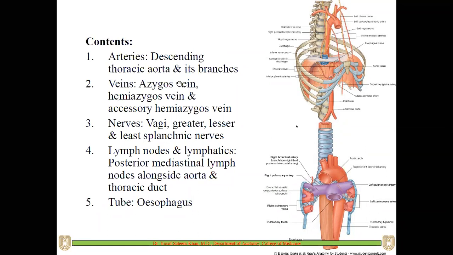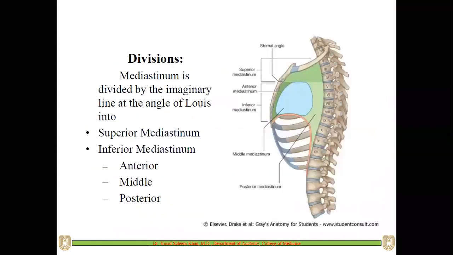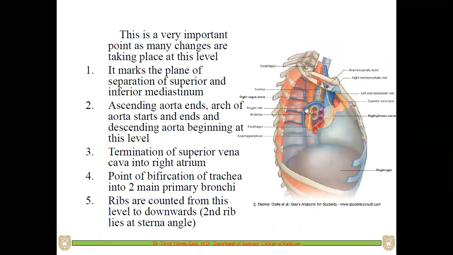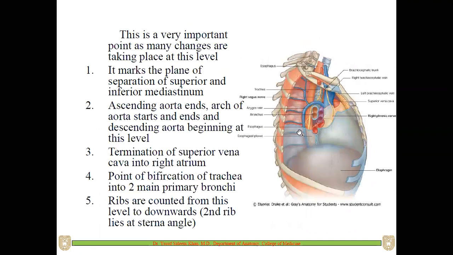Coming to the veins, there is the azygous vein and the hemiazygous vein, which I think we saw before. If you see here, this is the hemiazygous vein, which is present in the posterior mediastinum behind the heart. This is the descending thoracic aorta. This is the azygous vein on one side, and on the other side this is the hemiazygous.